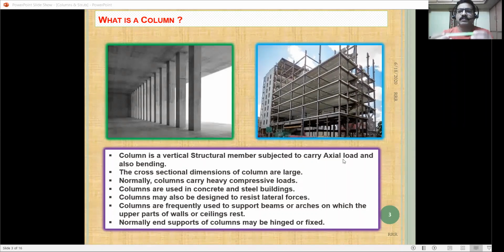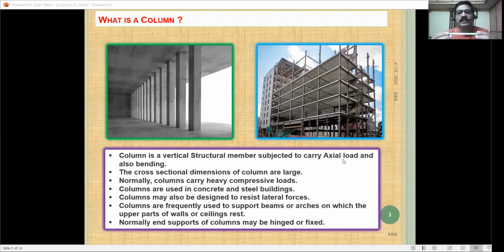So suppose this is a member. Suppose this is a beam. A beam or column is a structural member, obviously. We know a beam is a horizontal member and a column is a vertical member. But axial load can act in any member, horizontal or vertical.